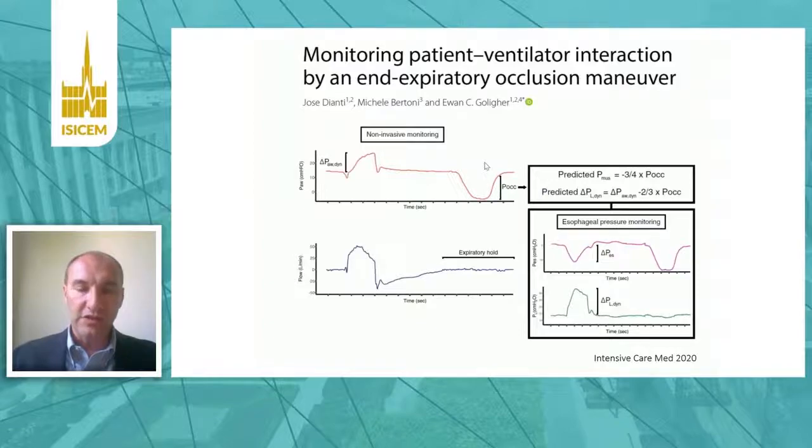So the occlusion pressure is a very simple maneuver that can be performed at the bedside. As you can see, it's the negative deflection of the airway pressure during an inspiratory effort against the occluded airway. And from the amount of pressure developed during the occlusion, we can predict muscular pressure and also dynamic transpulmonary pressure. This is a very interesting and simple to use bedside monitoring tool.